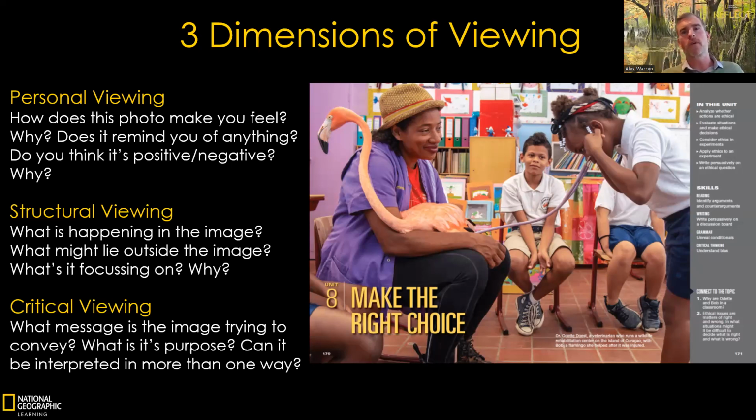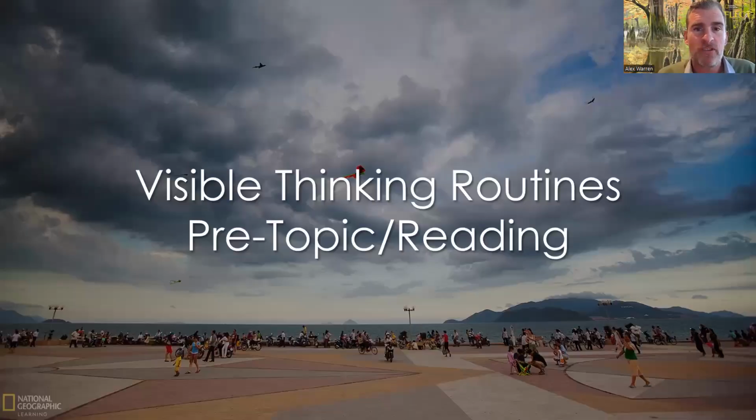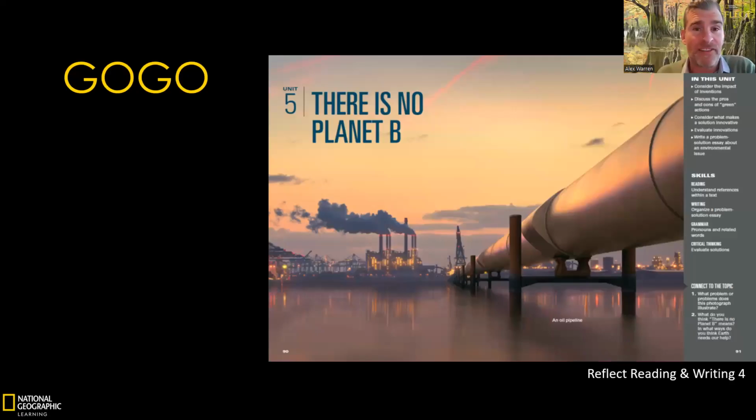Okay, so let's have a look at some other routines, but which are linked specifically to pre-topic or pre-reading. And the first one is a brainstorming activity called Go-Go. And this stands for give one, get one. And this is another really good routine for activating schemata, for uncovering students' knowledge of a subject. And like I say, at the core of it is a brainstorming activity, sharing ideas and engaging with one another.